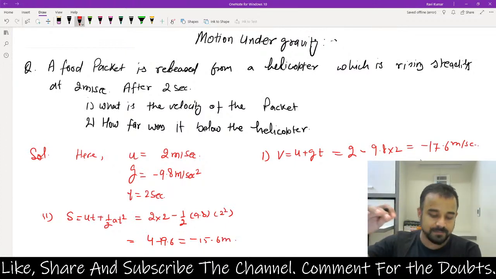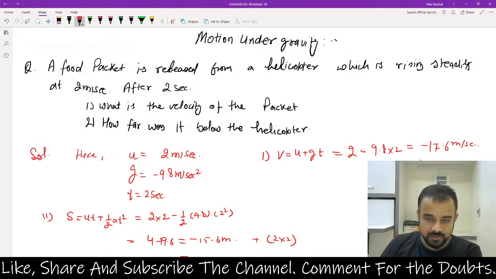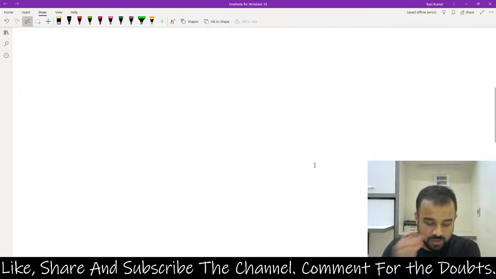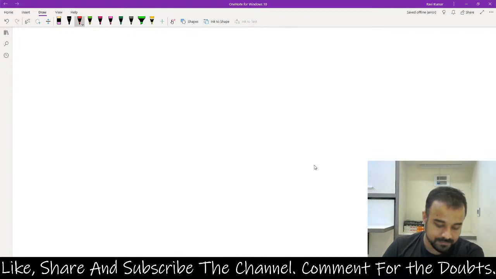And in that time the helicopter will also go up, so it will be plus 2 into 2. Now we will take only the magnitude, so 15.6 plus 4, that will be your distance, that is 19.6 meter. That's your answer to the question. You can keep asking your doubts if you are having any. Let's move ahead. Let's talk about the next question.